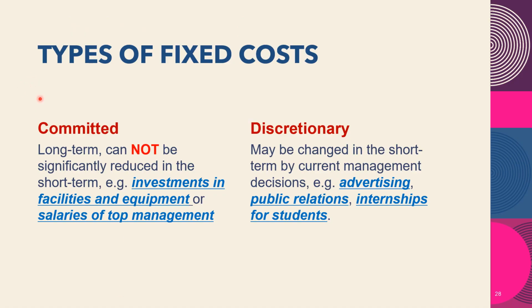Types of fixed costs include committed and discretionary costs. Committed costs are long-term and cannot be significantly reduced in the short run, such as investment in facilities and equipment, or salaries of top management. Discretionary costs may be changed in the short term by current management decisions, such as advertising, public relations, and internships for students.